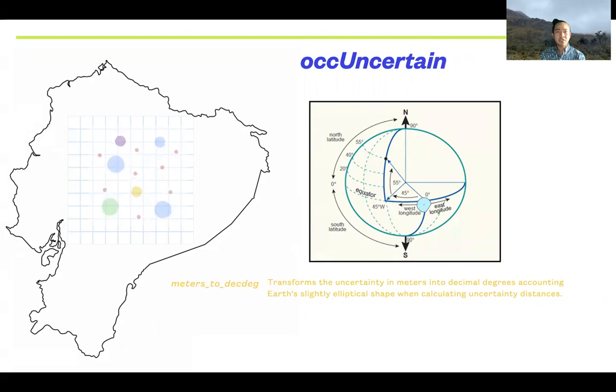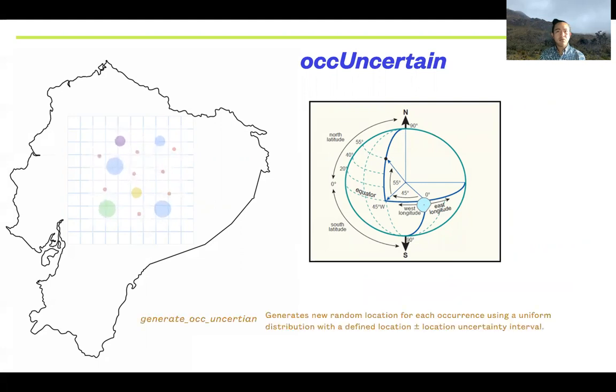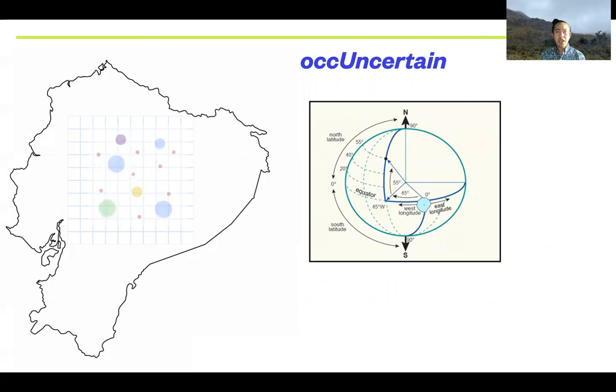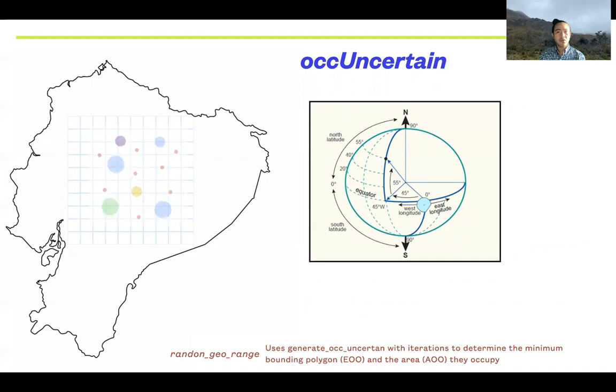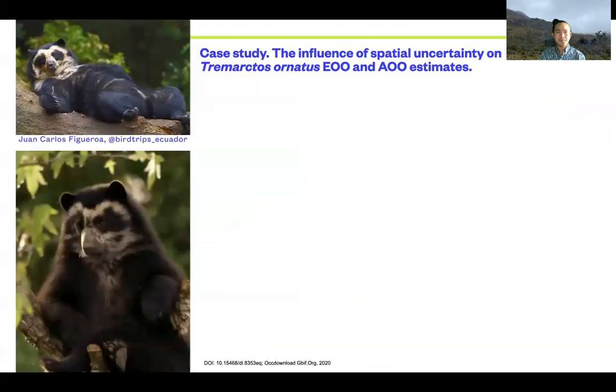To deal with absent uncertainty, we provided 3 arguments. Interpolation replaces the missing values with the mean uncertainty. Naivete assumes records to be correct or zero uncertain, and censorship avoids such records and reduces the sample size used in the assessment. The second function generates a new random location for each occurrence using a uniform distribution with a defined location and uncertainty interval. And the third function generates iterations of new occurrence datasets in which the occurrence locations were allowed to vary within the bounds of their assigned uncertainty to calculate the metrics.